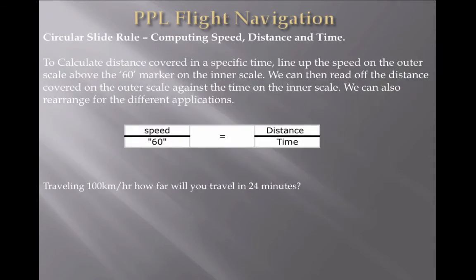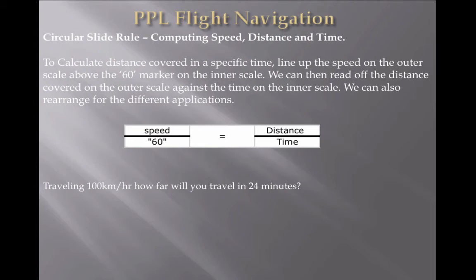Computing speed, distance, and time. One of the most common things that we're going to do with our circular slide rule. So to calculate distance covered in a specific time, all we do is line up the speed on the outer scale above our base 60 marker on the inner scale, and we can then read off the distance covered on the outer scale. Now think of this as fractions, okay?